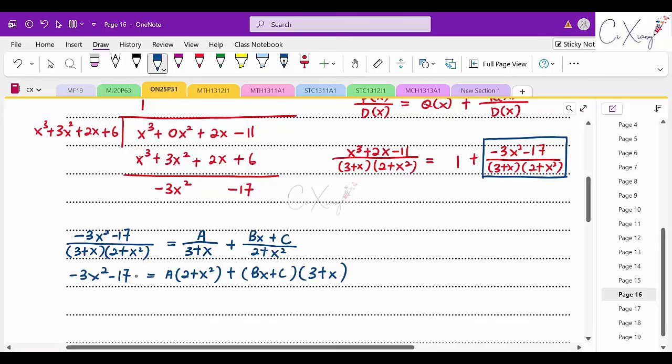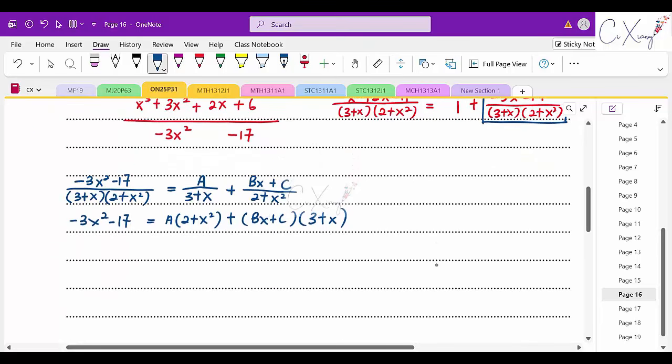Alright, then now I need to try and figure out what's the value for A, what's the value for B, and also the C. Alright, so first step, I want to make the bracket 3 plus x become 0. Because I know that if I make this become 0, 0 multiplied with this whole thing is also 0. That means you can directly find out the A later. Okay, so how can I make this bracket become 0? You need to let x equals to negative 3.